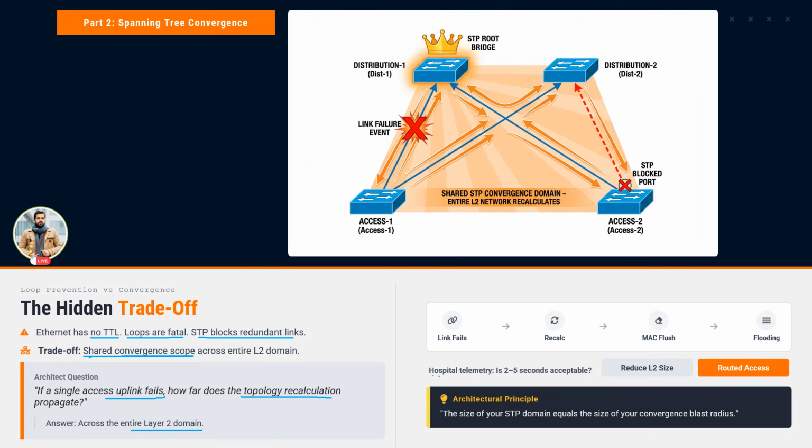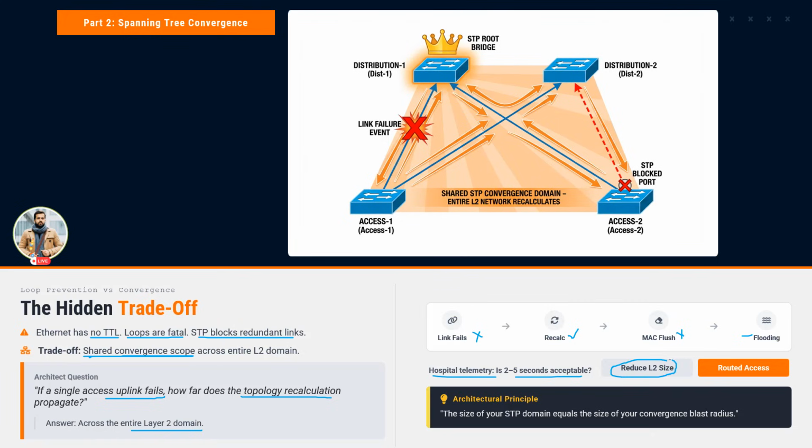Sure, imagine a hospital with telemetry systems monitoring patients. One access link fails, spanning tree recalculates, MAC tables flush, and you get temporary flooding increase. Medical monitoring sessions have to retry. Now ask yourself, is 2 to 5 seconds of disruption acceptable in that environment? Probably not. Exactly. If your SLA demands sub-second recovery, you've got two choices.